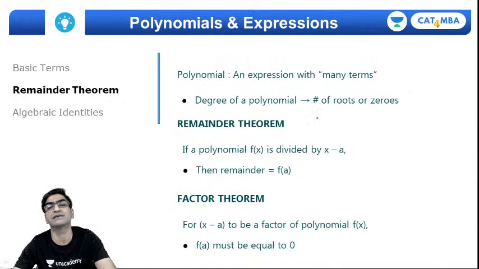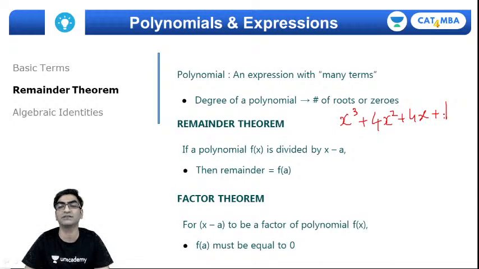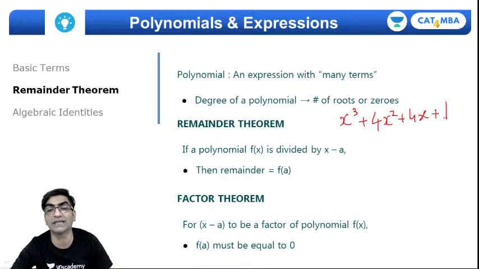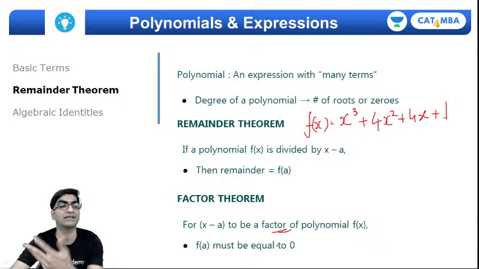Well, consider that I want to factorize an expression that looks like this: x cube plus 4x square plus 4x plus 1. Let's say I want to factorize it. I know it's a cubic expression, but I don't know how to factorize it. So I'll consider this as f of x, right? Now to factorize it, I want a factor. And when is x minus a a factor? When it makes this expression 0.